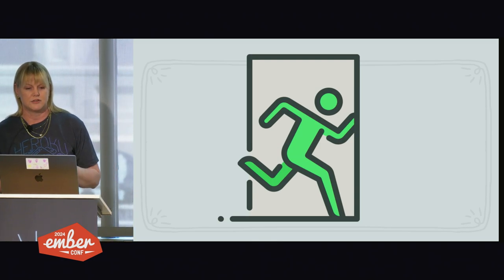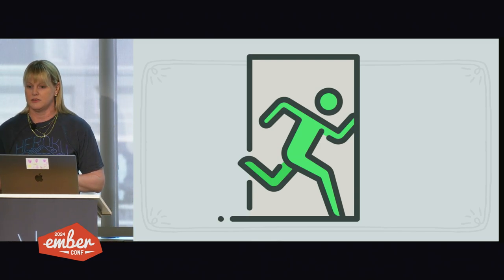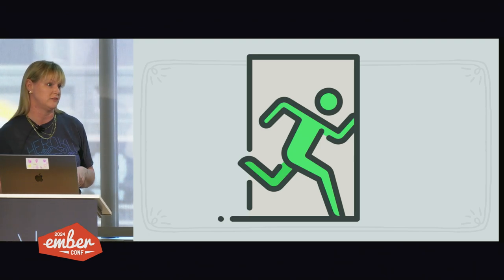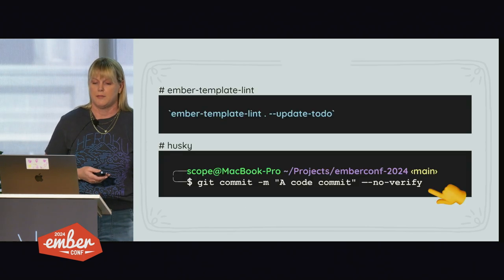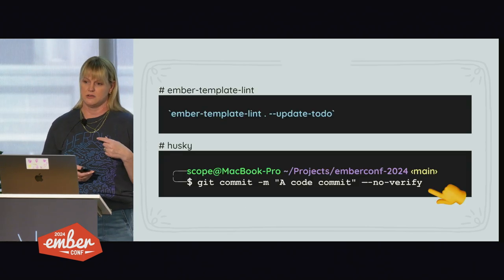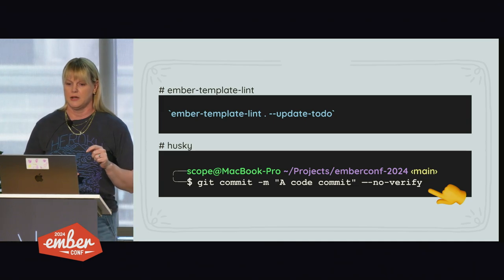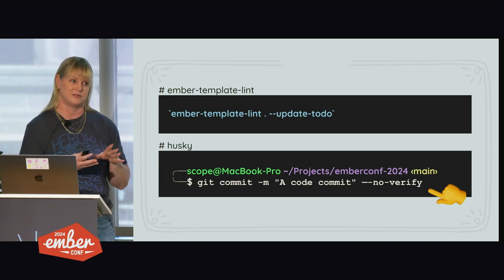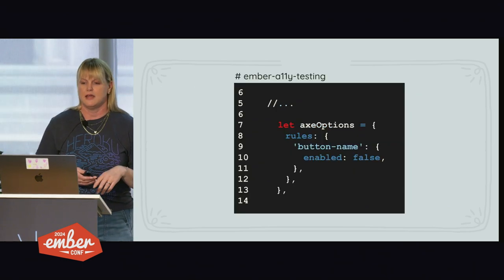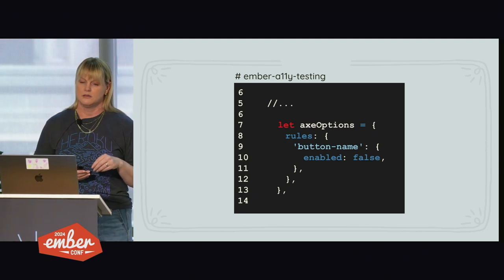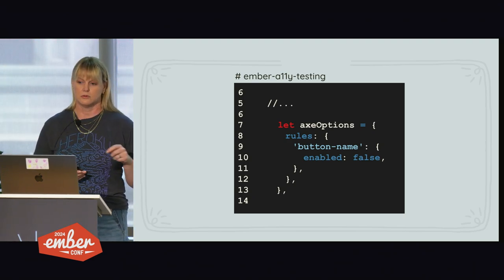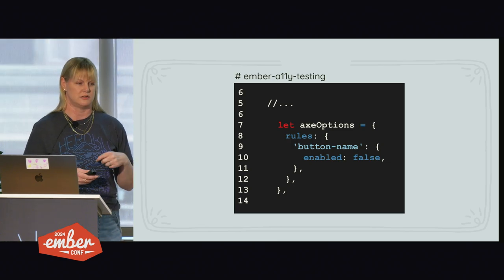And all these tools that I have shown you so far do have those kind of escape hatches. So you don't have to worry about setting them up and feeling like it's some overwhelming task to fix everything that's being identified as an issue right off the bat. You can fix them just a little bit at a time. So Ember template lint has a flag for update to do. It'll actually convert your errors to to-dos, so you can come back and check them out later. Husky has a no verify flag where you can just skip it altogether if you need to. And then Ember A11y testing does allow you to turn on and off certain rules, so you can tackle them one or just a few at a time.